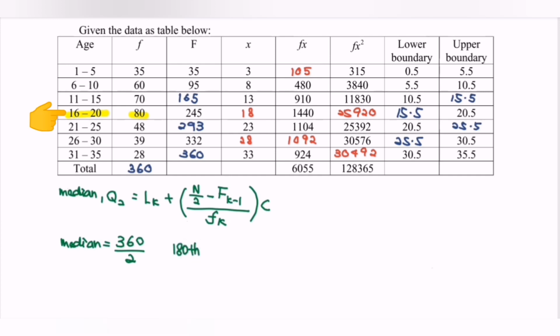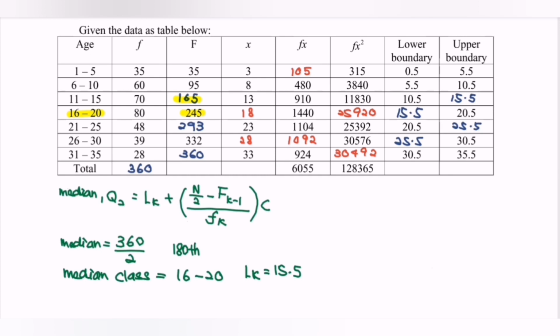So kindly refer to the cumulative frequency. Where is the location for 180? Kindly refer to the table. Here we have 165, meaning that we have not yet reached 180. So 180 is located over here, where we have 16 to 20. So we can denote it as the median class. From here, the lower boundary for that class will be 15.5. Next is to find N over 2, which is equal to 180.